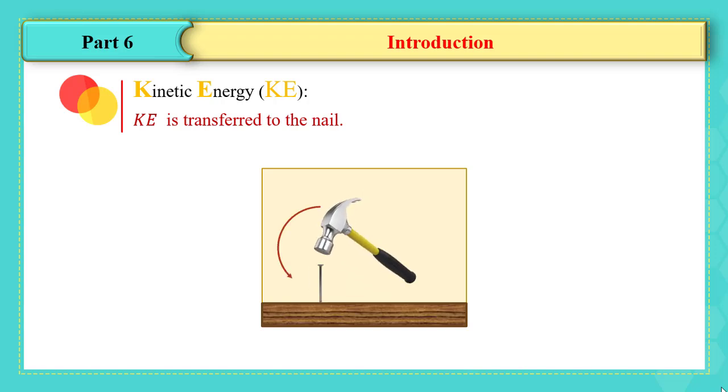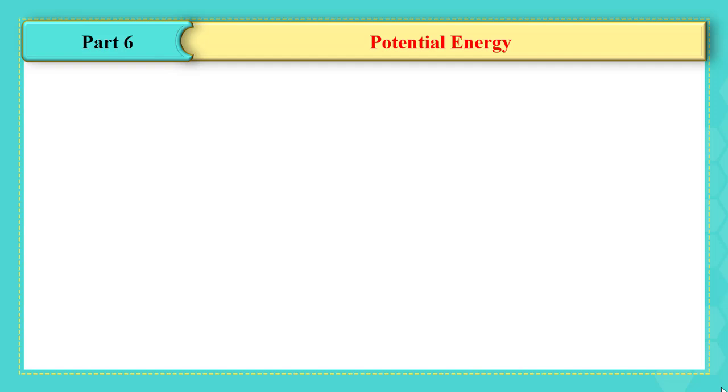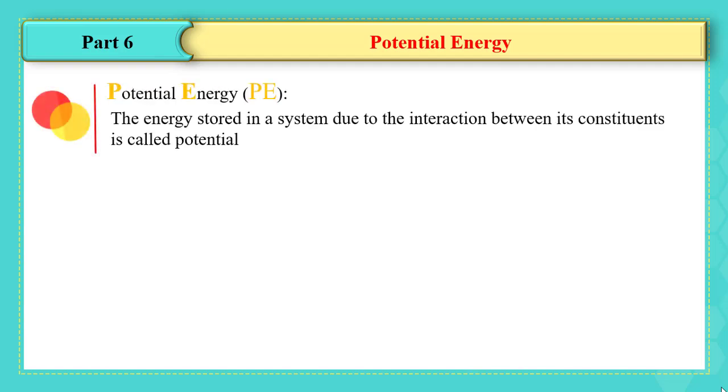Now, we shall introduce another form of energy. This energy is called potential energy. The energy stored in a system due to the interaction between its constituents is called potential energy. Potential energy depends on the arrangements of the constituents of the system, such as position, shape, or state. It is called so because it is stored.